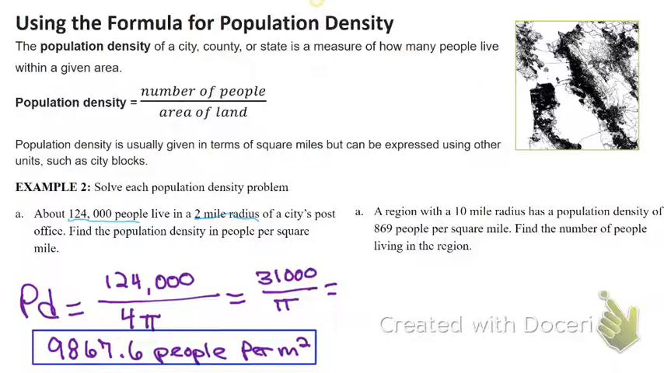The next problem, a region with 10-mile radius has a population density of 869 people per square mile. Given the number of people, we want to find the number of people living in the region. So we're given the population density this time, and we're also given the 10-mile radius. So we have two pieces of information, and we're going to find the third. So go ahead and start setting up what we know into our formula.